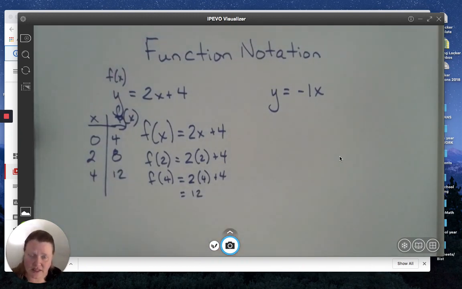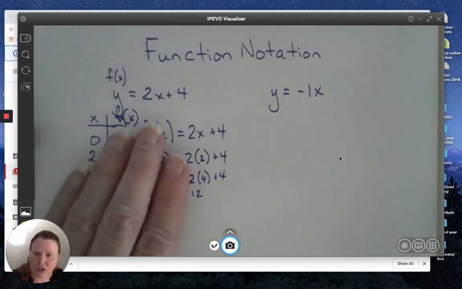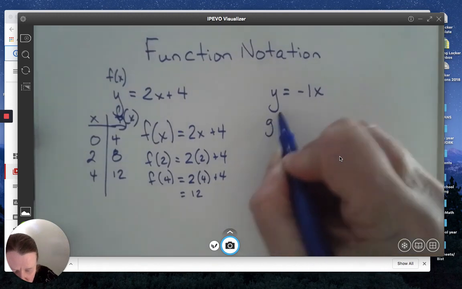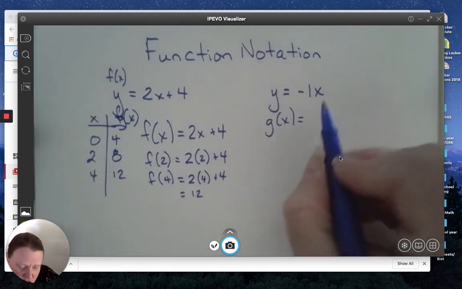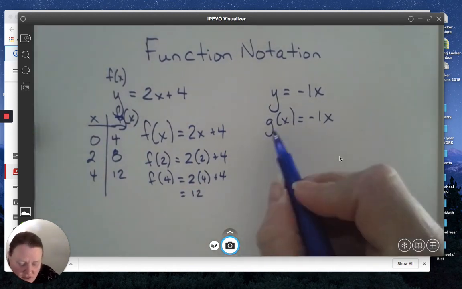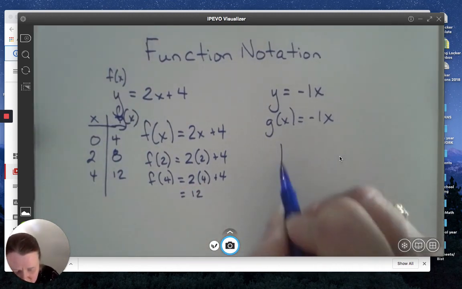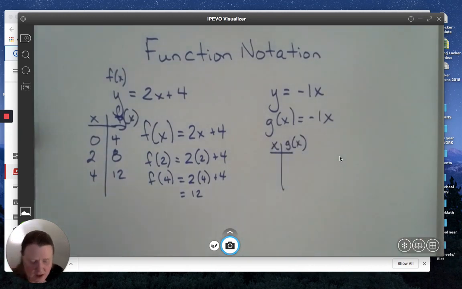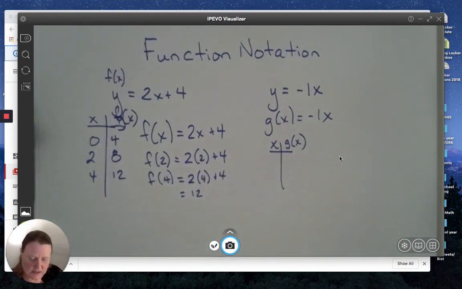So we're going to do the same type of thing over here. Maybe I want to be able to tell the difference between the first function and the second function. The way to do that would be to just pick another letter. They usually use f and g as the most common. So let's say I chose that this one would be g of x. When I want to fill out my t-chart, I would put an x here, and I would put g of x. See how I said g of x, because the x is inside the parentheses.